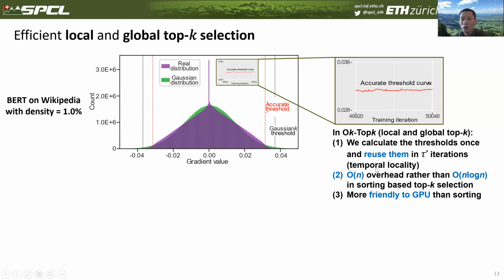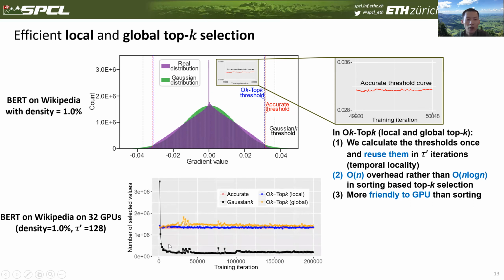Based on the threshold, OK top K can only use O(n) overhead to select the top K values, rather than O(n log n) in the sorting-based top K selection. Furthermore, the threshold-based algorithm is also more friendly to GPU than the sorting algorithm. Here, the blue line shows the threshold used by OK top K. We can see it's very close to the accurate threshold.